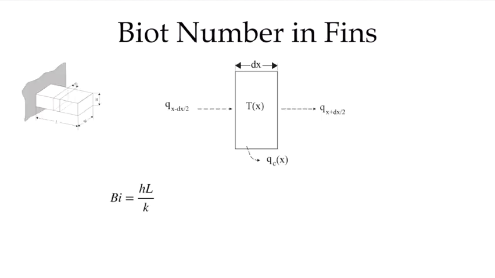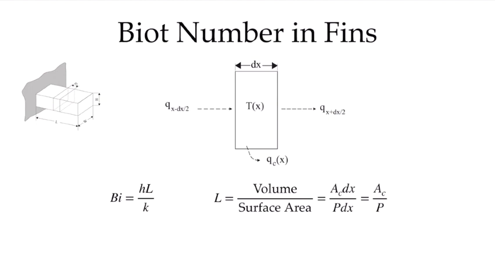Now, how does the Biot number come in? The Biot number, being the resistance to conduction over the resistance to convection, or hL over k, can be evaluated for this problem by thinking about what this length scale should be. A good way to calculate this length scale in a problem like this and many others is to think about the volume of our control volume relative to the surface area of our control volume. That volume is the cross-sectional area of my fin times the dimension of my control volume dx, and the surface area is the perimeter p of my cross-section multiplied by dx. And so that length scale is suitably calculated as the cross-sectional area over the perimeter.